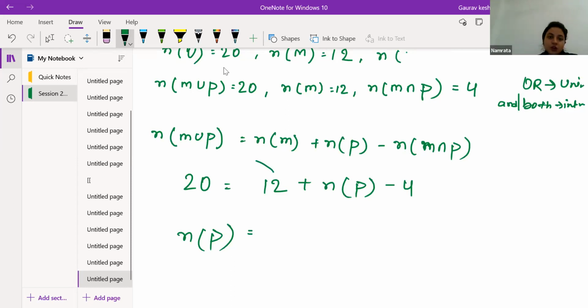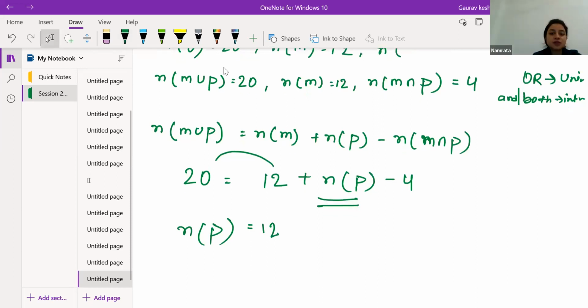So this 12 goes over there. So 20 minus 12 is 8, right? And then this 4 goes over there. So here it is negative 4, there it will be positive 4. Please check the calculation. Is it 4? Let's keep M intersection P on this side only, because already it is positive. So 12. Exactly. Let's do the next problem.